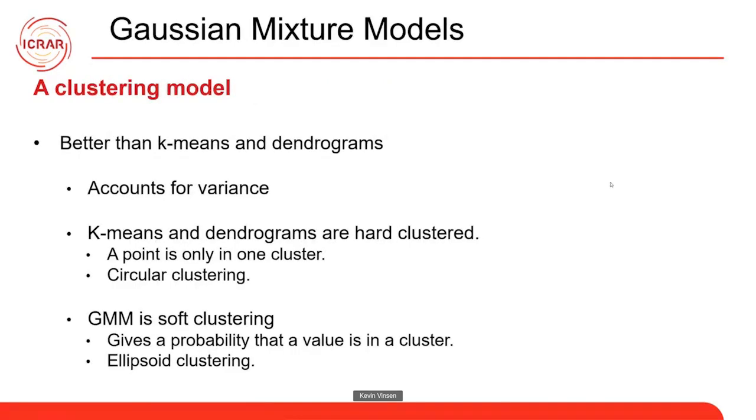And finally, I'd like to talk about Gaussian mixture models. This is a clustering model that is far better than k-means and dendrograms. It accounts for variance. Now, k-means and dendrograms are what we call hard clustering. You are in the cluster or you're not. And they're also circular. With Gaussian mixture models, it's a soft clustering approach. This means you're given a probability of whether a value is in a cluster. It's also elliptical, so it can be elliptical in n dimensions.